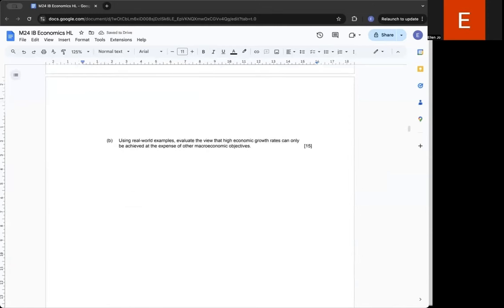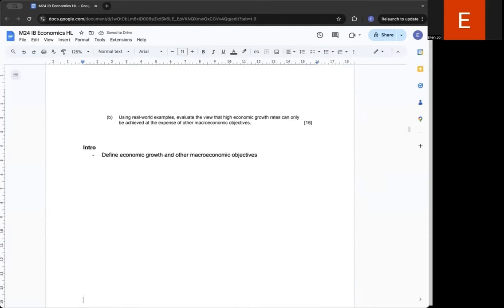B, using real-world examples, evaluate the view that high economic growth rates can only be achieved at the expense of other macroeconomic objectives. As you can expect, you can start this essay with the definitions of economic growth and other macroeconomic objectives.